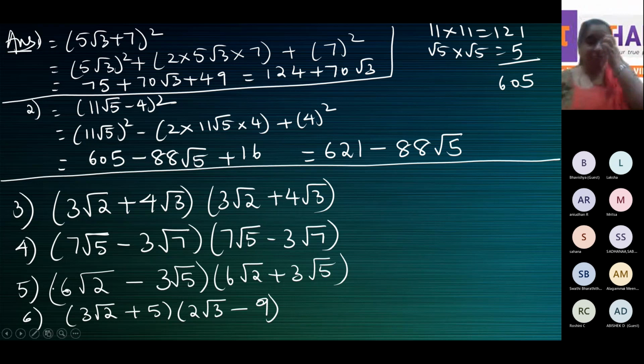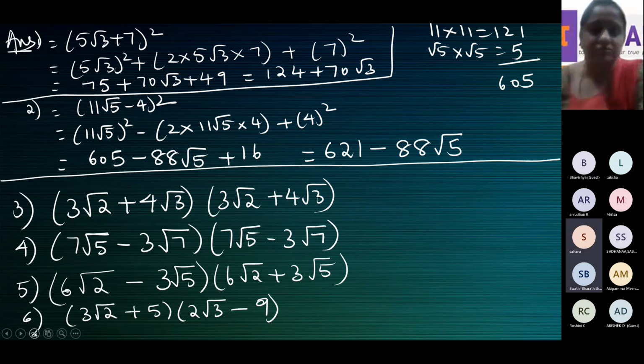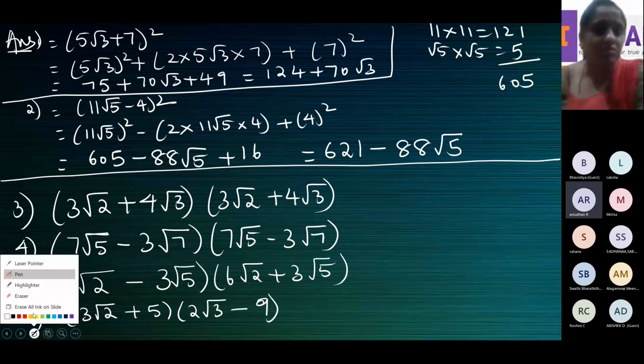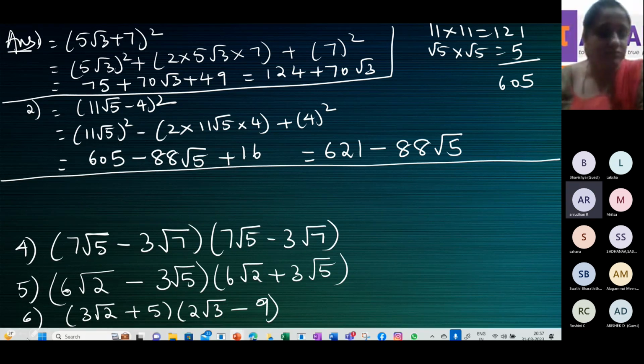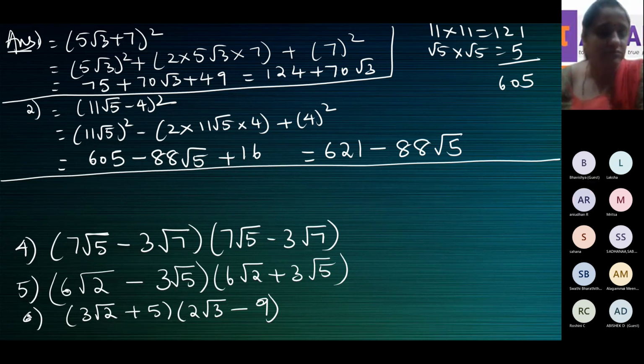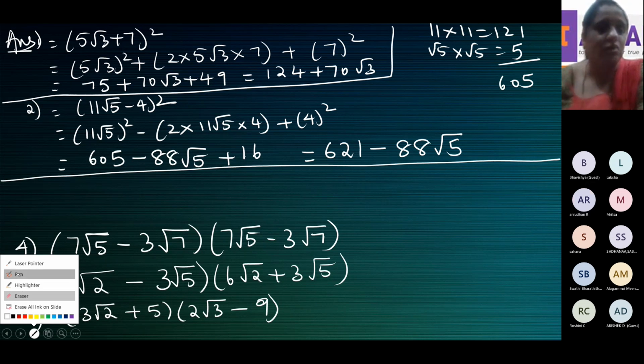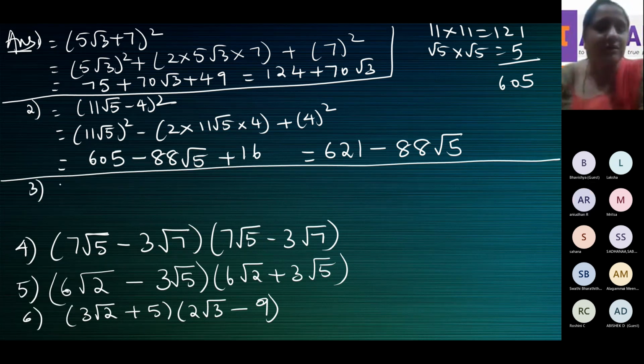Do the third one, children. Have you all finished the third one? Yes, ma'am. Completed, ma'am. Aniruddhan, very good. 3 root 2, 4 root 3. Aniruddhan, read your answer for the third one. 66 plus 24 root 6. Okay. Tell me the first step.